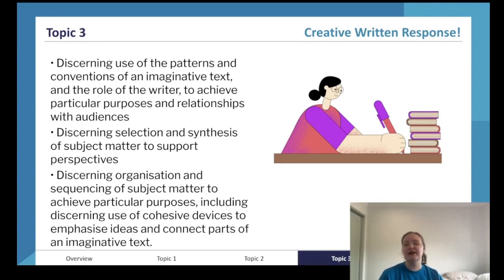You're also thinking about a discerning selection and synthesis of subject matter to support perspectives, and a discerning organization and sequencing of that subject matter, so things flowing logically to achieve particular purposes, including discerning use of cohesive devices to emphasize certain ideas and connect parts of the imaginative text. So the emotional climax of the story, the high point, the most tense part of the story, needs to connect with the original conflict as well as the resolution, so it feels like it flows neatly all together.